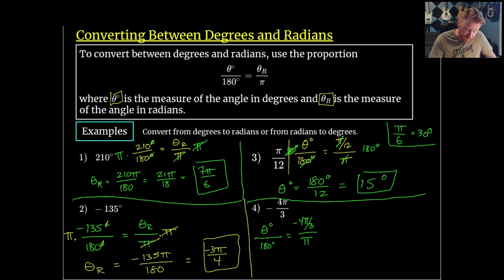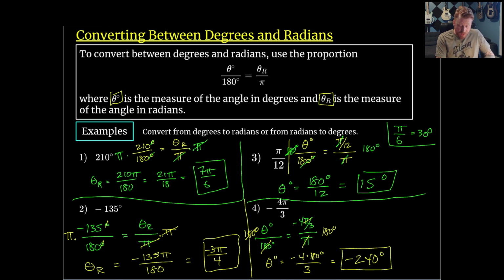So we'll do like we did before. We want to multiply both sides by 180 degrees, so that on the left-hand side, they cancel, and we're just left with theta in terms of degrees. On the right-hand side, these pi's again will cancel, and we'll be left with negative 4 times 180 degrees all over 3. If we plug that into a calculator, we would get negative 240 degrees.